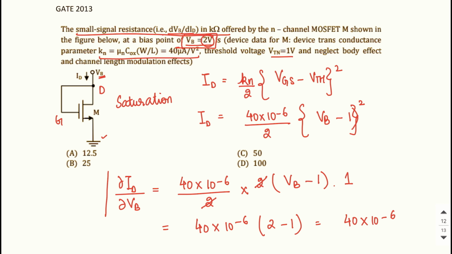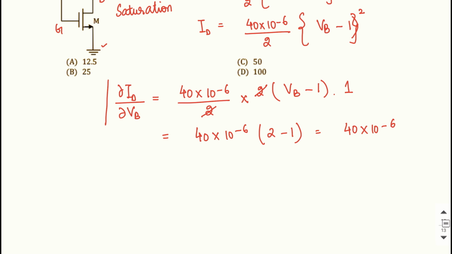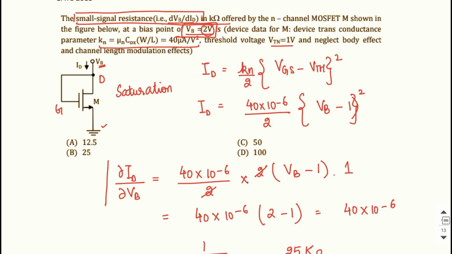But we are supposed to find the small signal resistance which is dVB upon dID. So we need to take the reciprocal of this. So that is 1 upon 40 into 10 to the power minus 6. And when you solve it, this will come out to be 25 kilo ohms. And hence, the answer is also asked in kilo ohms itself. So the correct option is B, that is the small signal resistance is 25 kilo ohms. Coming to the next question.